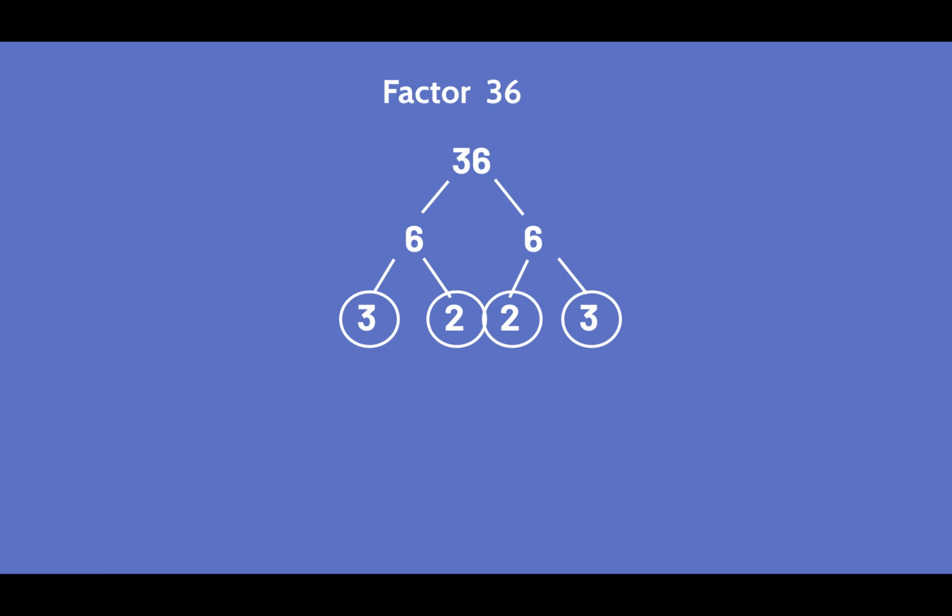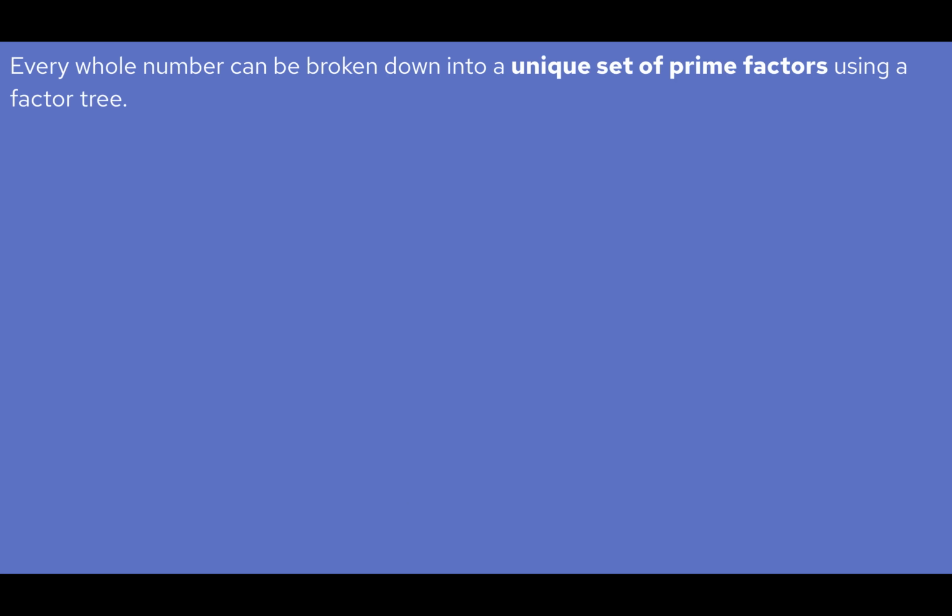Now let's look at 36. For 36, again, I have lots of options, but I'm going to use 6 multiplied by 6. Both of those numbers are composite, so let's start with the first 6. For the first 6, I could say 3 multiplied by 2, and 3 is prime, and so is 2. And for the second 6, 2 multiplied by 3, again, both prime. So the prime factorization of 36 is 2 multiplied by 2 multiplied by 3 multiplied by 3.